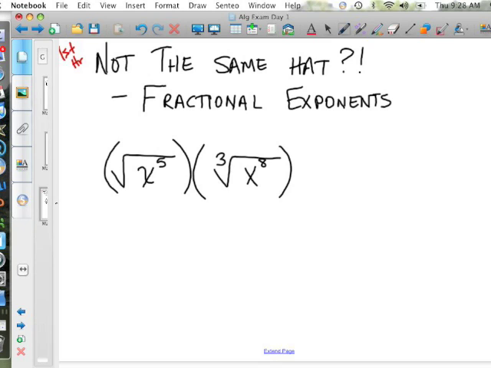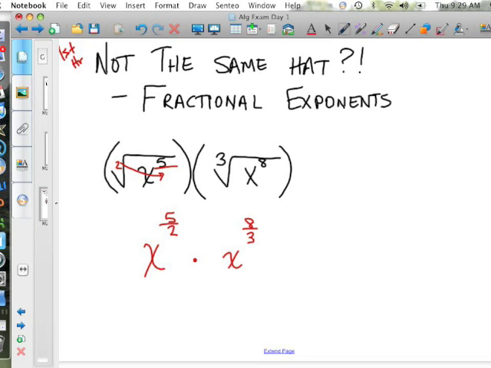So, when you're multiplying and the radical hat is not the same, you're going to change each radical to a fractional exponent, which means this first one becomes x to the what? 5 halves. Even though the little 2 is not here, it's understood. And remember, this is the denominator in the fraction. So x to the 5 halves times x to the 8 thirds.